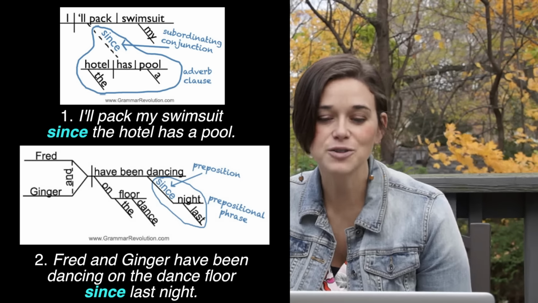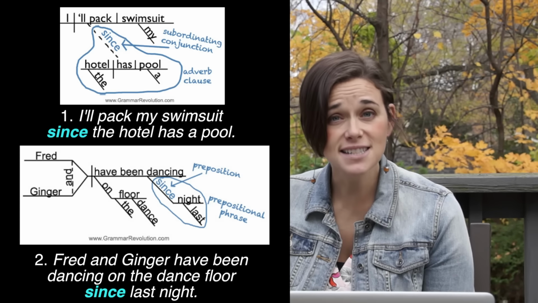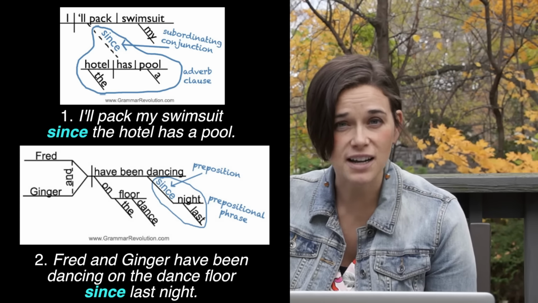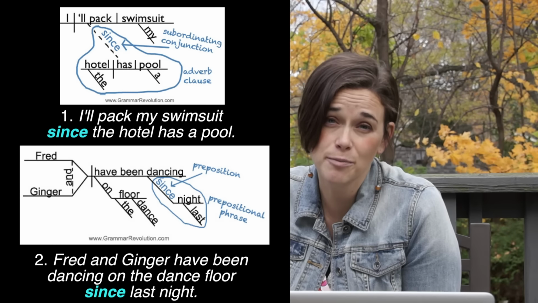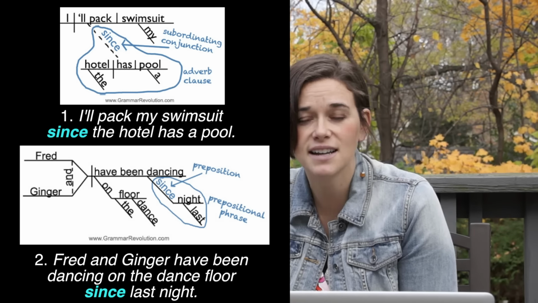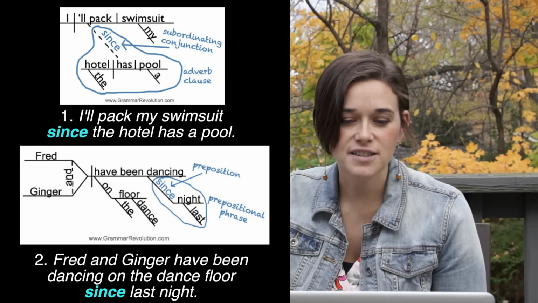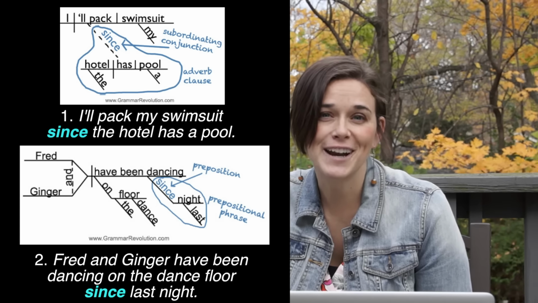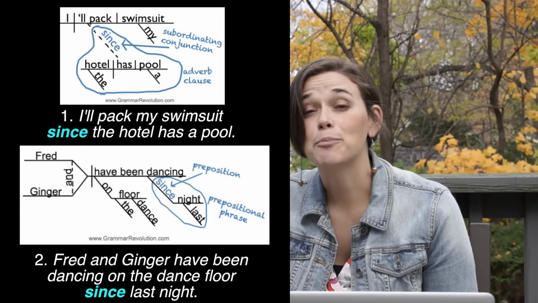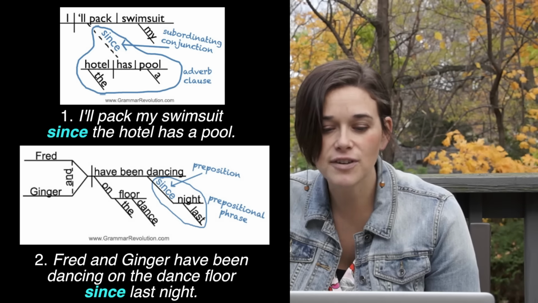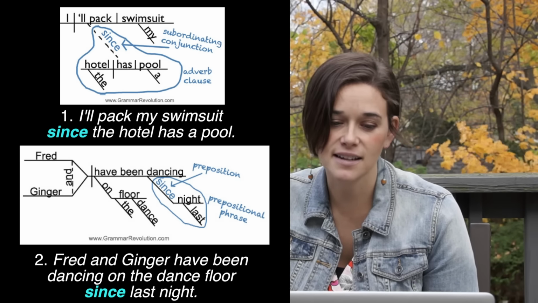Now the second sentence, Fred and Ginger have been dancing on the dance floor since last night, also has the word since. But in this example, it's not a subordinating conjunction. It doesn't have a subject and a verb after it. It has the words last and night. Now, in case you're curious and you want to know what it's doing in that sentence, it is a preposition. And the prepositional phrase is since last night.